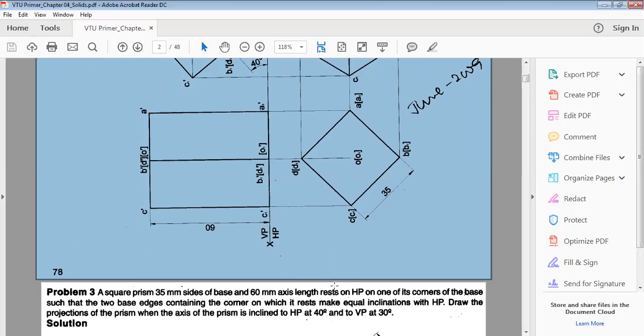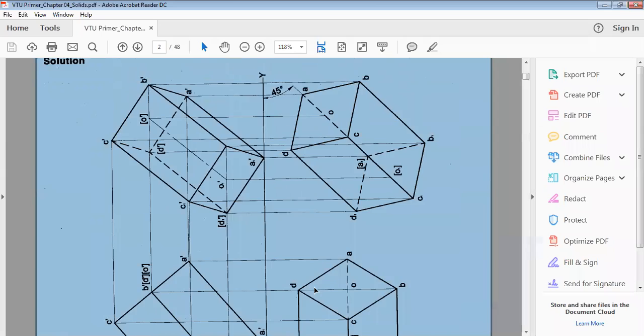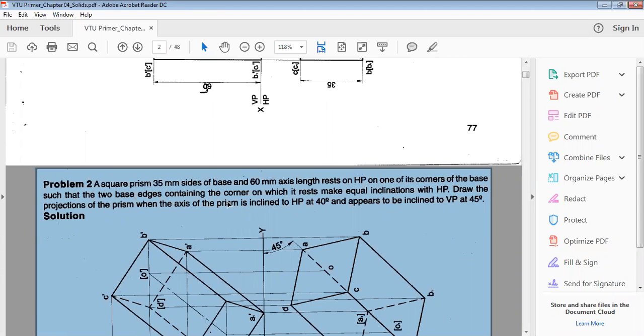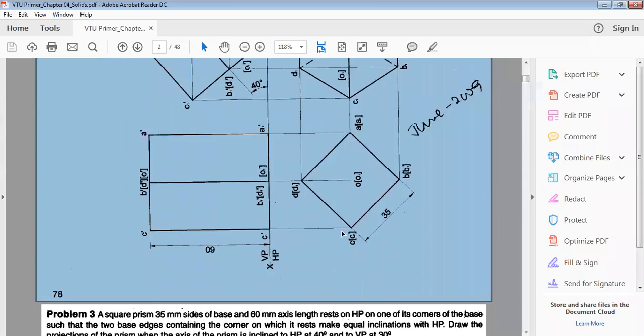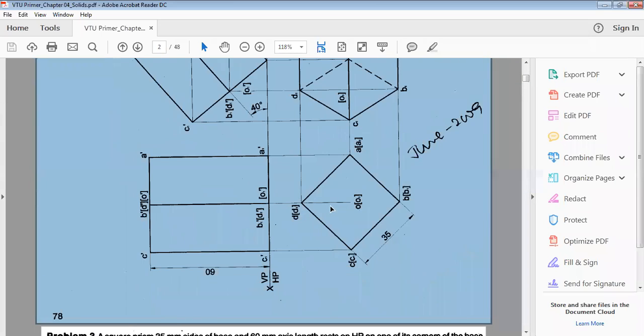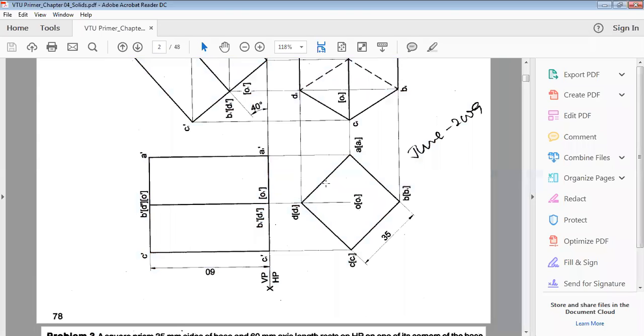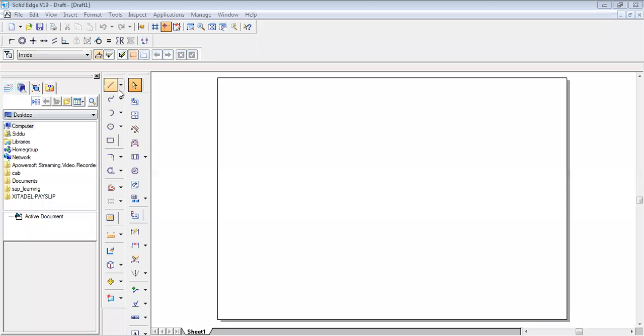So you should not get confused by seeing this sentence. This is making equal inclinations with respect to HP. This is what is being given, friends. You should not get confused. So the two base edges, if it is resting on a corner, then only these two base edges can make inclination with respect to the corner. I'll quickly show you in the drawing, I think you will be able to see it more clearly. So what is being given?